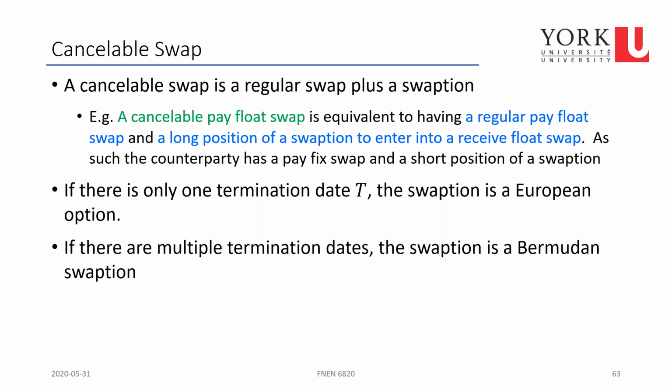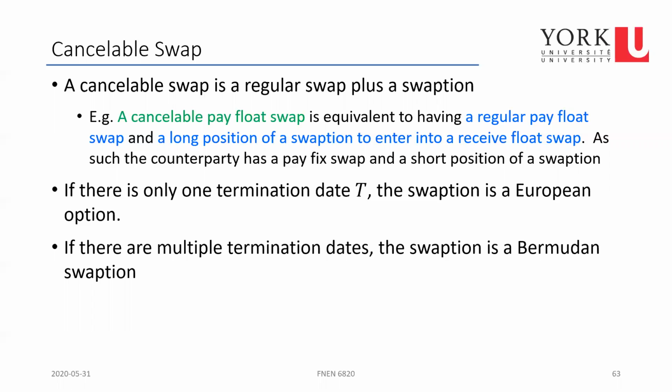Let's now take a look at cancelable swaps. A cancelable swap is basically just a regular swap plus a swaption. The swaption enters into an opposite swap, so it cancels it. So a regular cancelable swap is, you have this one, and if you have the option to cancel, you can then at some point say, I cancel this swap. So at that point, the swap will no longer exist.